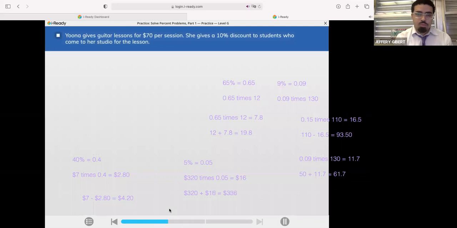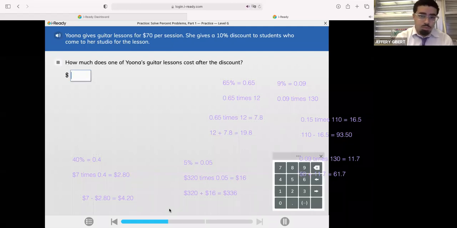Yuna gives guitar lessons for $70 per session. She gives a 10% discount to students who come to her studio for the lesson. How much does one of Yuna's guitar lessons cost after the discount? All right. Kinsley, do you know how to do this one? Yes. All right. What do you do to solve this?